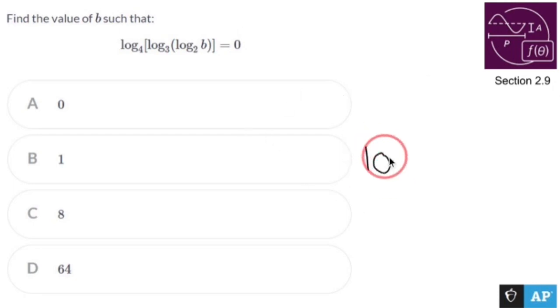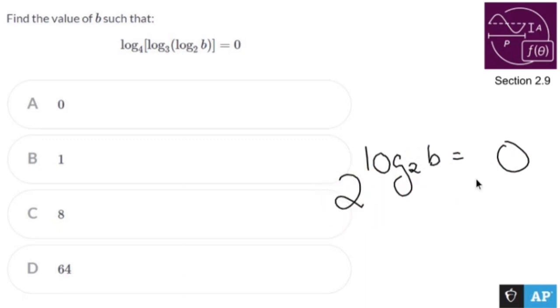If I were to give you something like this, just log base 2 of b equals 0, and you want to simplify this, you could take 2 to the power of both sides. By taking 2 to the power of both sides, the 2 to the log base 2 cancels out, and you drop down the b, and in this case, 2 to the 0th power is 1. So I'm going to work from the outside in and do that 3 times.